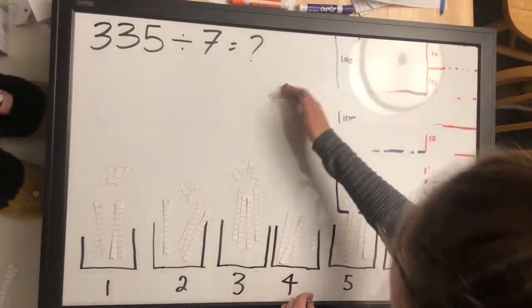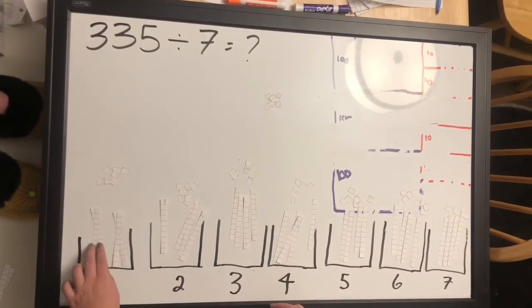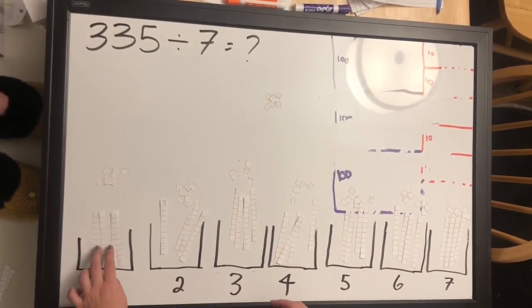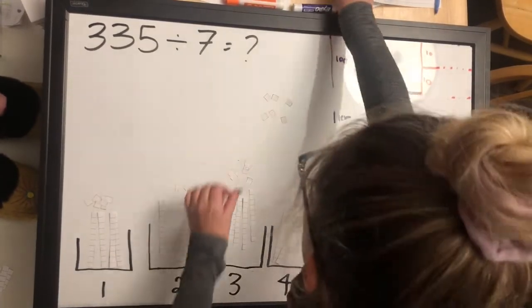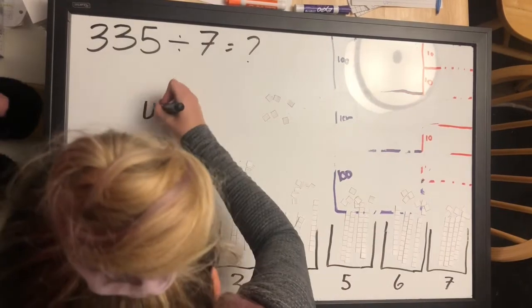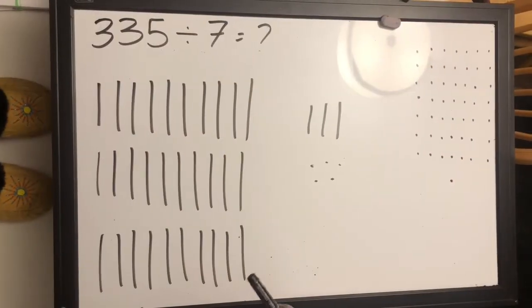So it looks like now that in each bucket I have 7 individual units and 4 rods of 10. So that means I have 47 in each, and I have a leftover of 6 units. So my answer is going to be 47 and 6/7. So this is my pictorial strategy.